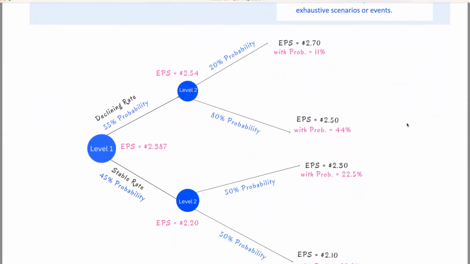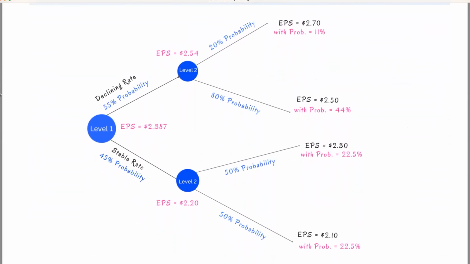Let's imagine we're analysts at a firm trying to predict the company's earnings per share based on different economic environments. Here's how we can use a probability tree to map this out. This is where we start. We have two possible scenarios for interest rates, declining or stable. To begin our analysis, we'll establish two primary scenarios based on the potential interest rate environment. The first scenario assumes declining interest rates with a probability of 55%. The second scenario represents stable interest rates occurring with a probability of 45%. These are like the starting branches of our decision tree.